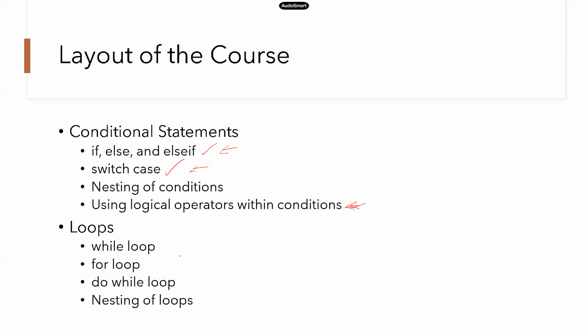Then we'd be covering loops. Within loops, we'd be seeing the while loop, for loop, do while loop, and then how to nest a loop. What are nested loops?